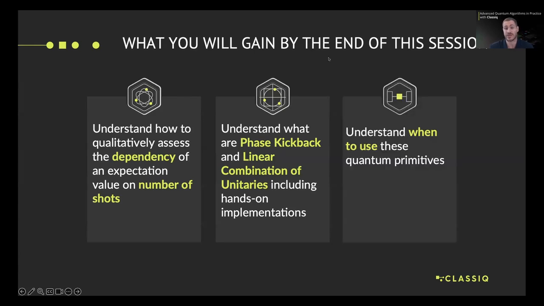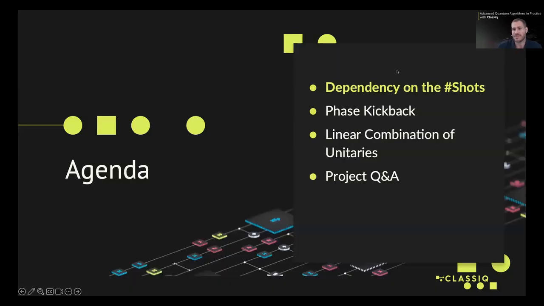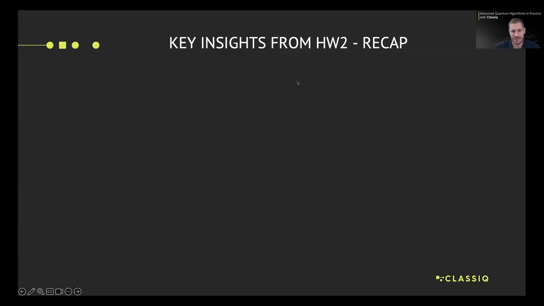And three, understand when to use these quantum primitives. This will be especially useful when we come to the project phase and we want to use all the knowledge that we acquire throughout the module and actually implement state-of-the-art papers that demonstrate some quantum advantage. So let's start with the dependency on the number of shots.